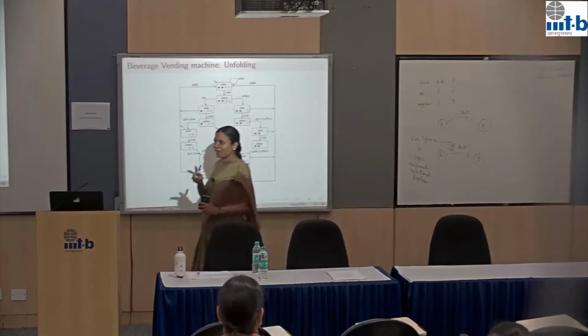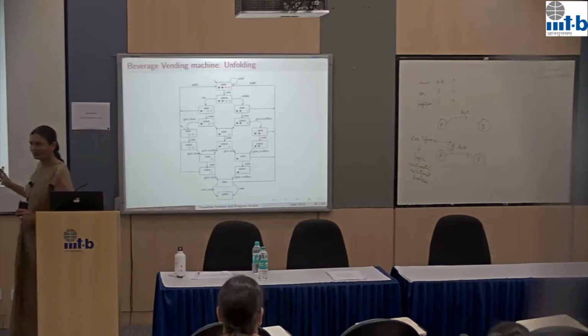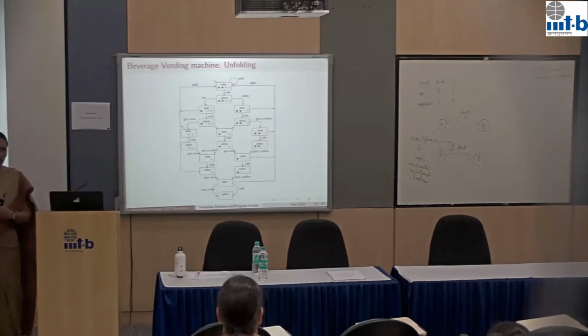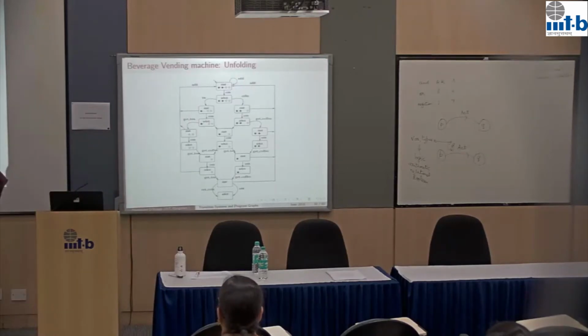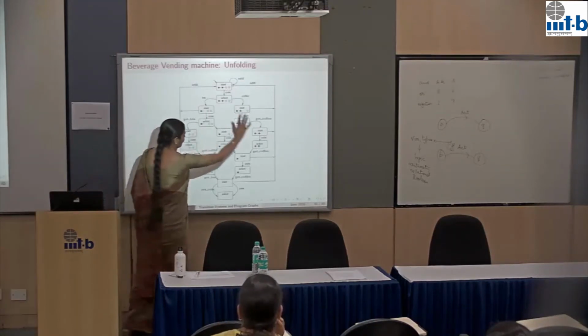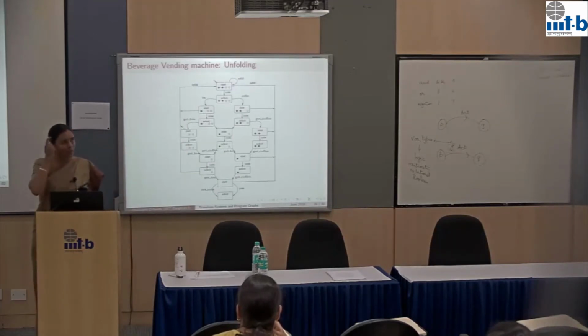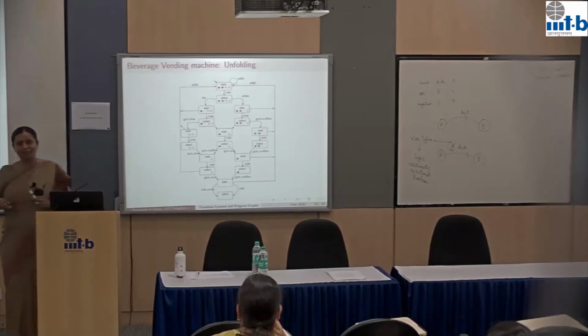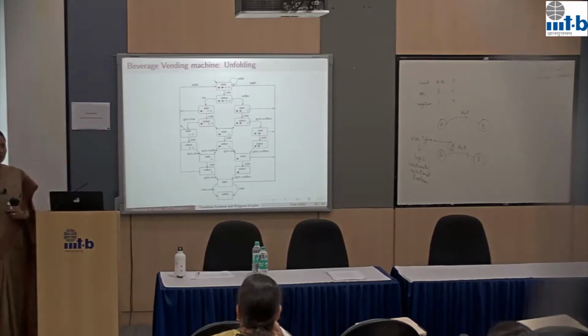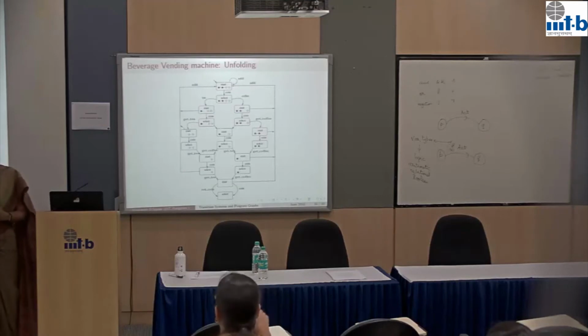Just for 2 cups of coffee, 2 cups of tea, it looks so big. So why does it look so big? Any thoughts? What is this middle structure here? Any thoughts? Possible state space. Yeah, possible state space. Any further elaboration of that term?